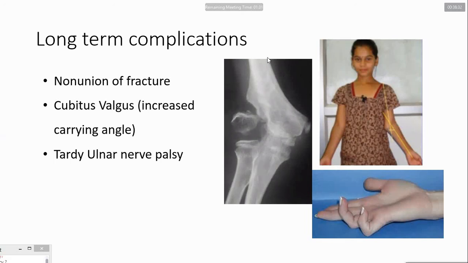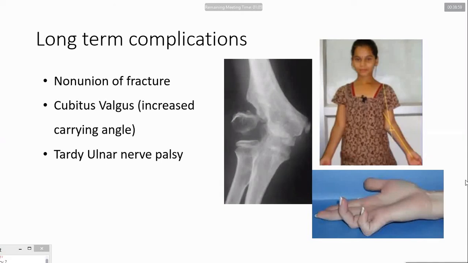So as you can see, only the medial part of the elbow has grown. The lateral part of the elbow is not growing. So the patient is having cubitus valgus deformity. Just note the left elbow of this lady as compared to the normal one. There is increased carrying angle as compared to this one. So there is this consequential deformity, the cubitus valgus.